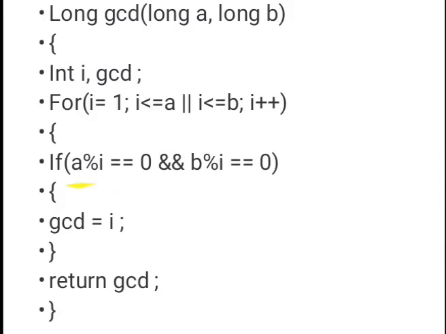So if I divide a by i and the remainder is equal to 0, and the same with b, then the statement says gcd is equal to i, and then I finally return gcd. After getting the value of GCD, we are able to get the value of SCF.